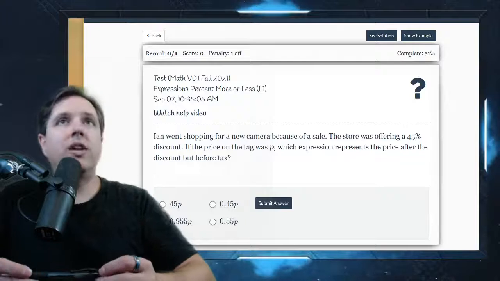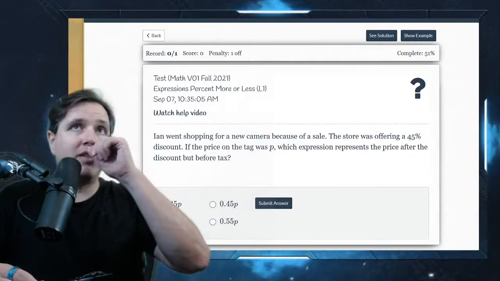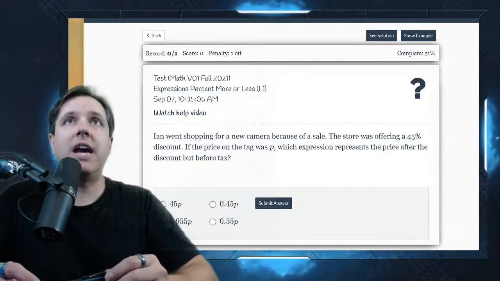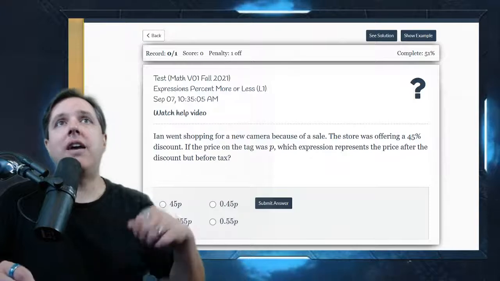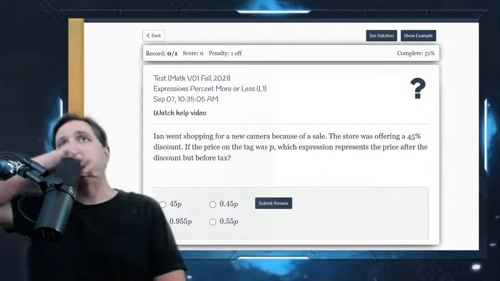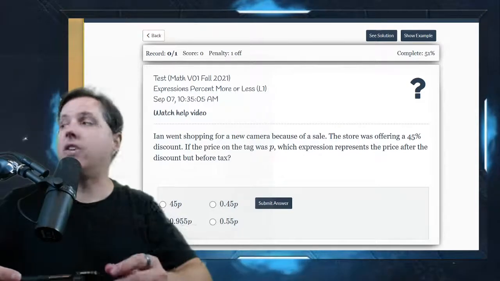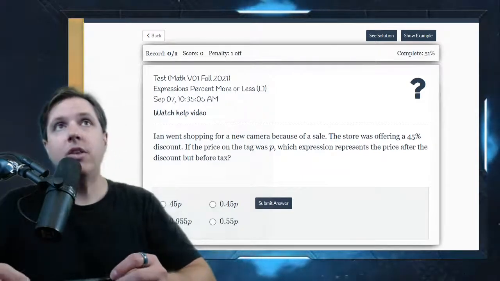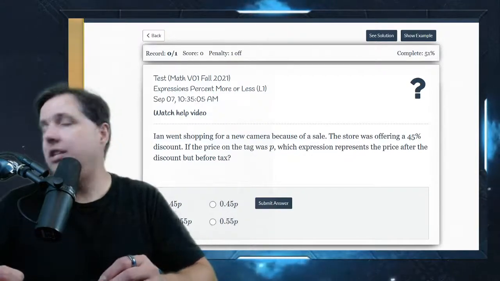Let's do this one. Ian went shopping for a new camera because of a sale. The store was offering a 45% discount. If the price on the tag was P, which expression represents the price after the discount but before tax? Okay, that was a lot of information, right? I didn't even catch everything the first time. So be careful, and be willing to read these problems a couple of times.